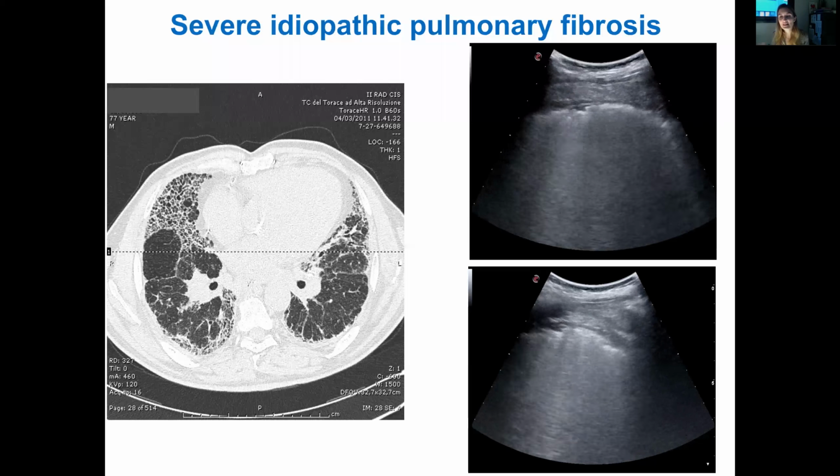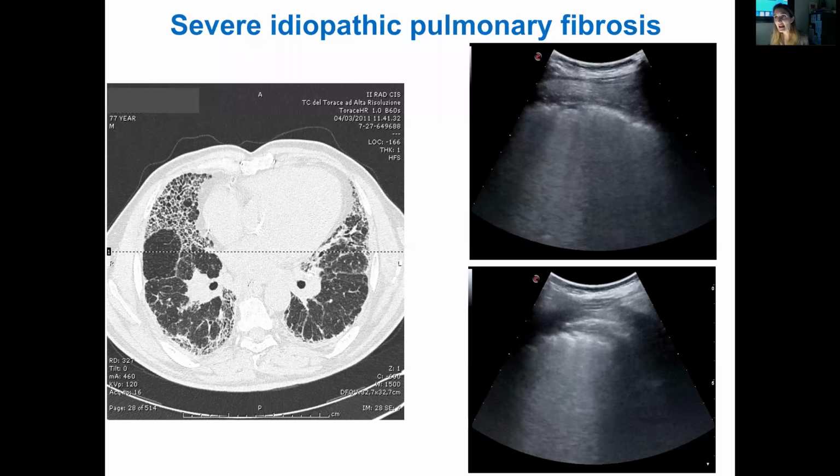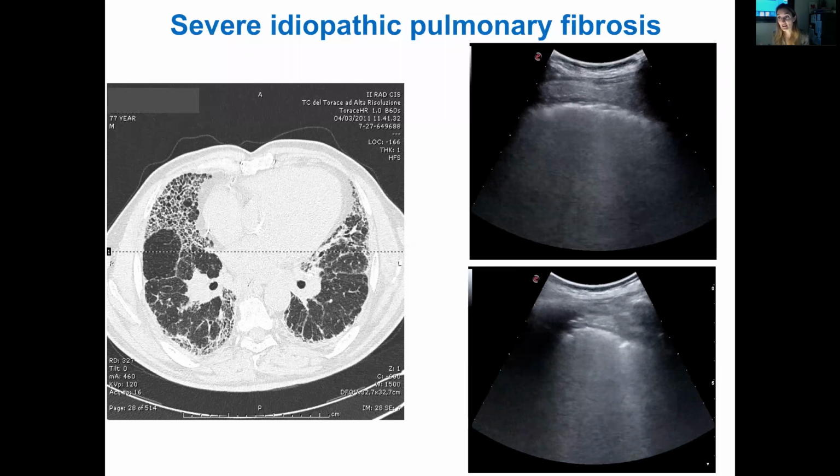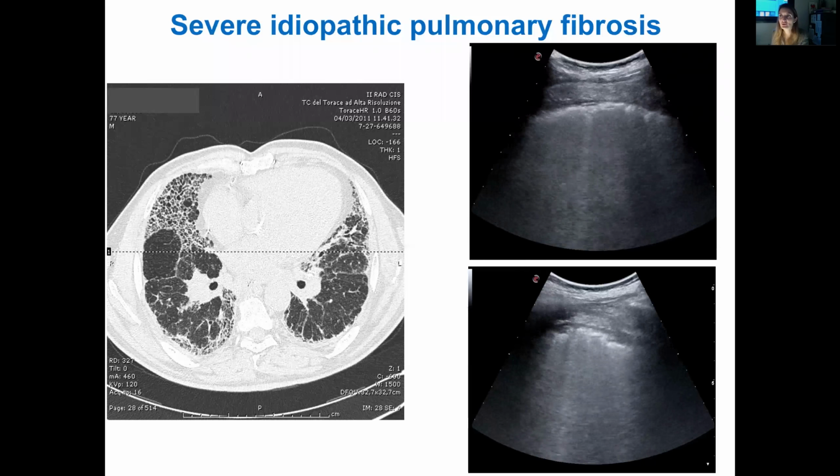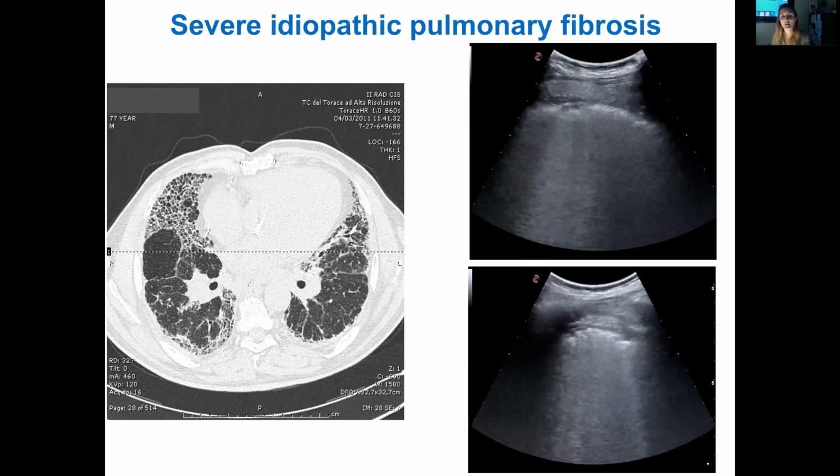But this is to tell you that when you see B lines, you have to make a differentiation of which kind of B lines you are seeing. You cannot jump to the conclusion that it is cardiogenic pulmonary edema.